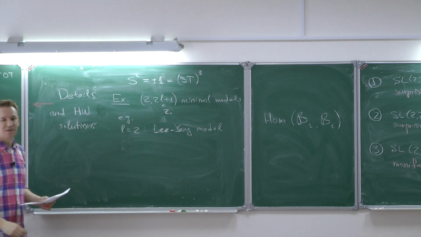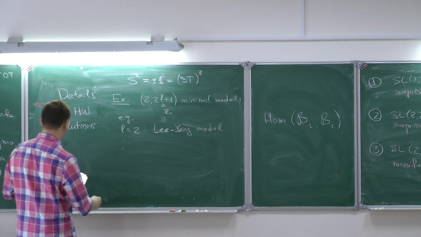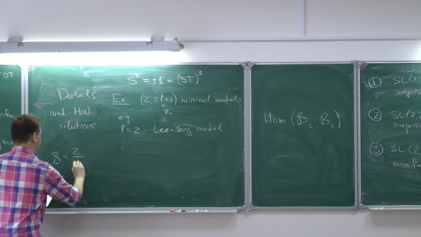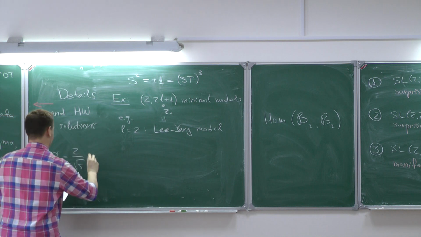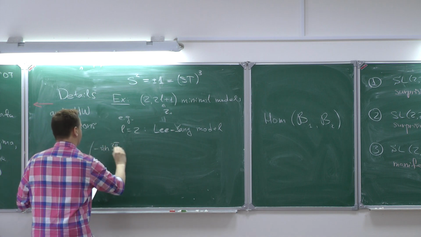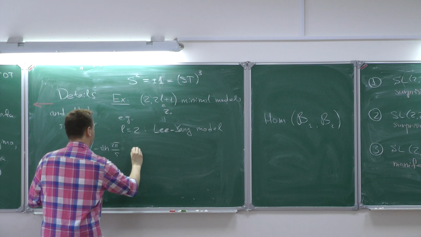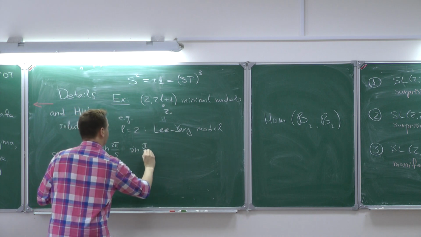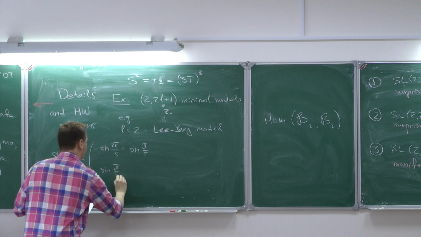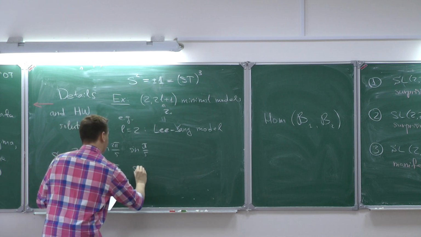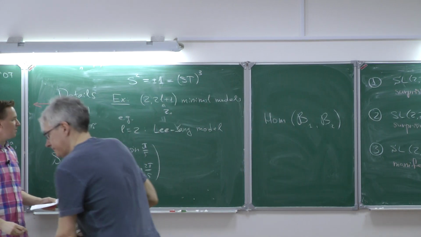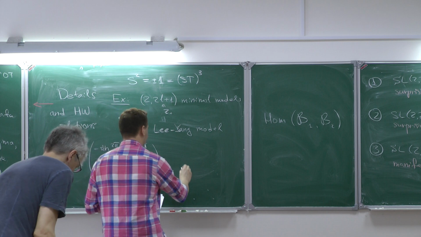And in this case, the representation is two-dimensional, so the S and T matrices are very concretely 2 over square root of 5, minus sine of 2 pi over 5, sine of pi over 5, sine of pi over 5, sine of 2 pi over 5. So that's a 2 by 2 matrix.